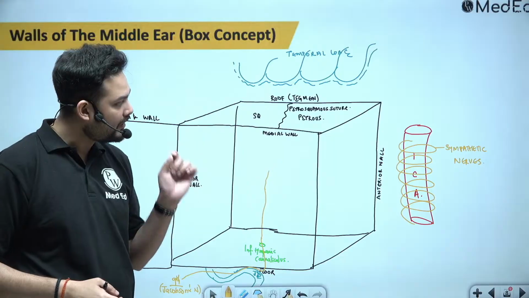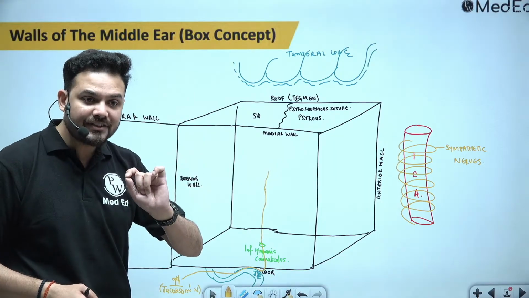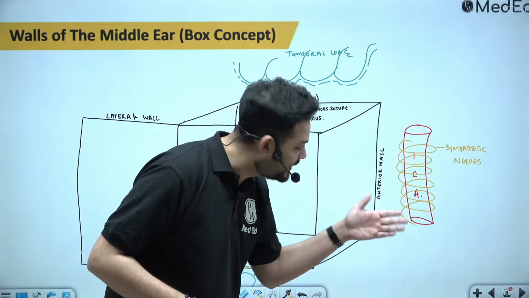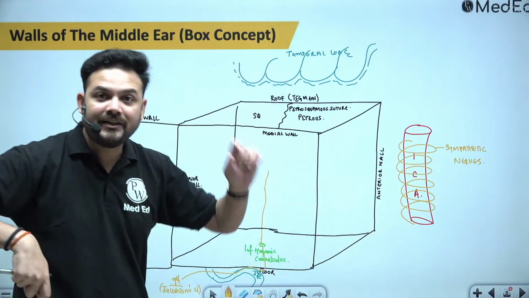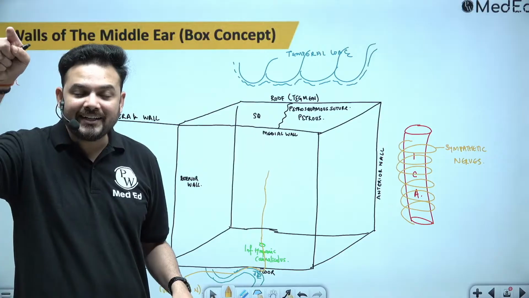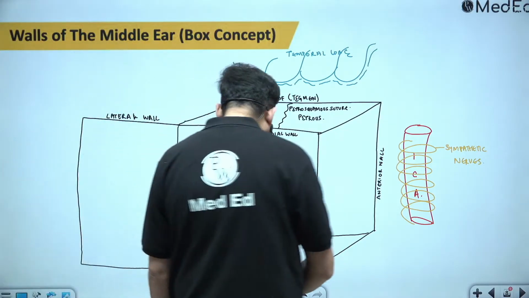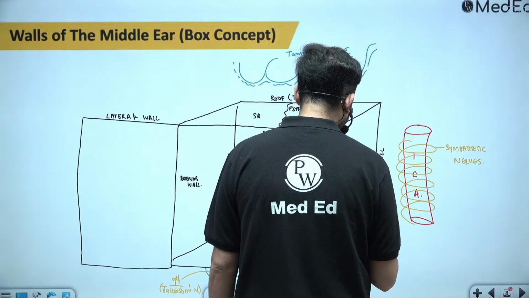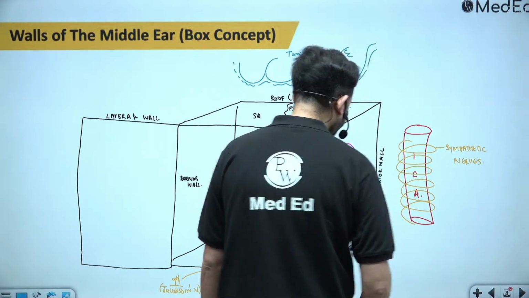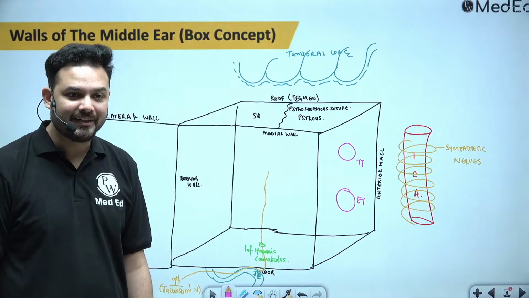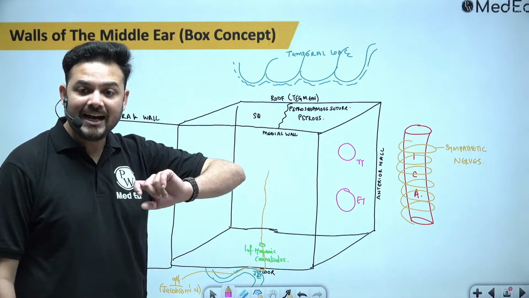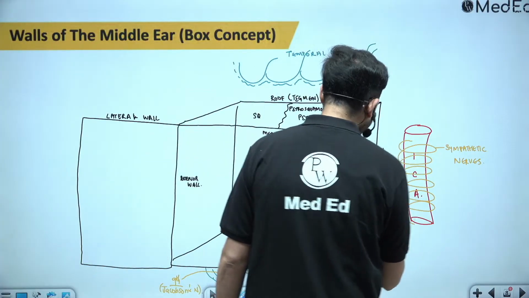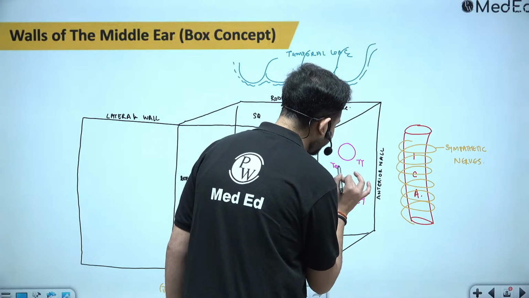Okay, now what are the structures that open in the anterior wall of the middle ear? You need to say two openings are there, TT and ET. ऊपर है TT, नीचे है ET. ऊपर वाली को बोलेंगे TT, नीचे वाली को बोलेंगे ET. Now what are the TT and ET? TT means canal of tensor tympani muscle. तो ये वाली जो कैनाल होती है, we call it the canal of tensor tympani.